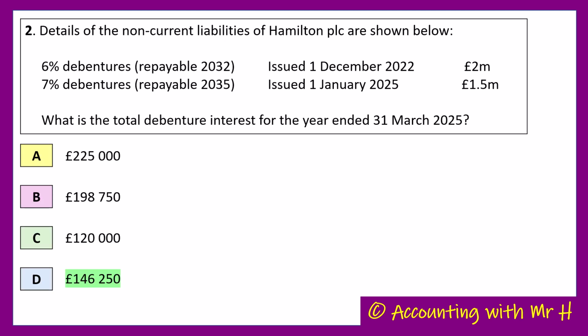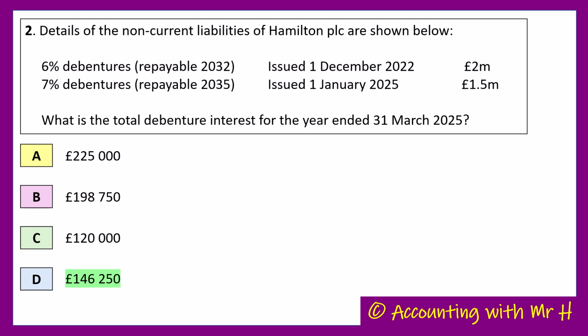Okay, question 2. This one asked us to calculate the total debenture interest for the year ended 31st of March 2025. So they've got two different debentures. The first one, 6% debentures, says these were issued on the 1st of December 2022.